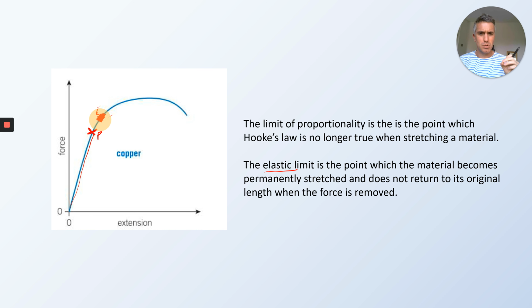If I take the force away beyond the elastic limit, it won't go back to its original size. It has now gone into the plastic region. Anything below the elastic limit, the material behaves elastically. Anything beyond, it behaves plastically. The limit of proportionality, it stops being proportional, stops obeying Hooke's law. So it's no longer a straight line from the origin.